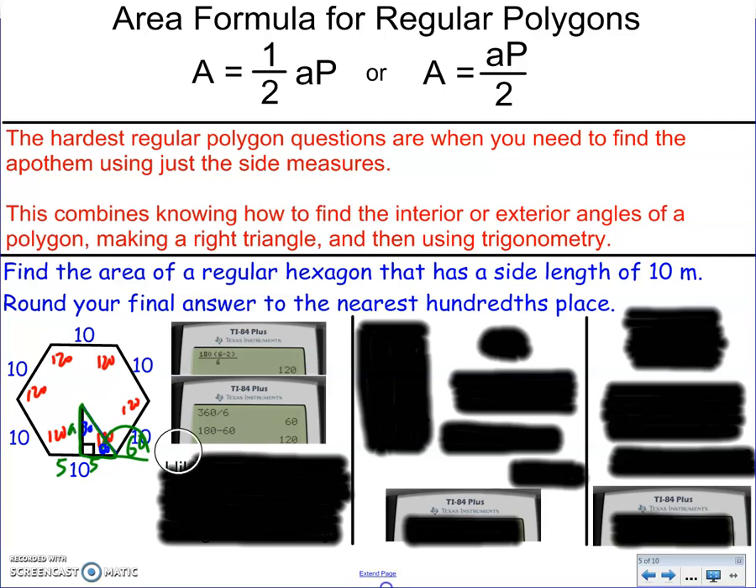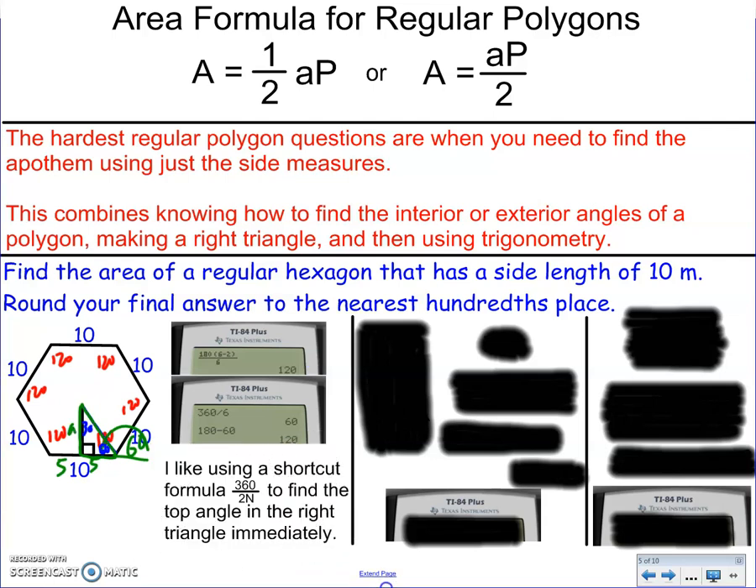Now, I usually do a different formula. I like doing 360 over 2n to find that top angle directly. So I did 360 divided by 2 times 6. I got that 30-degree angle. I usually don't like using that bottom right angle in the triangle, but it does not matter. So now we have this right triangle, again, where the bottom's 5. The apothem is missing. We have 60 degrees, 30 degrees.